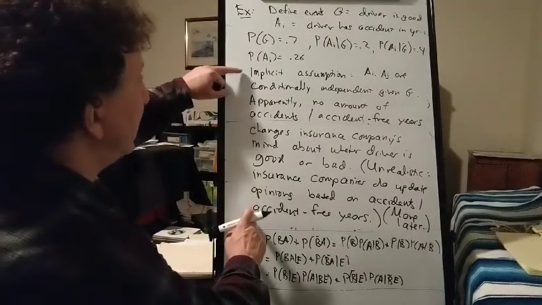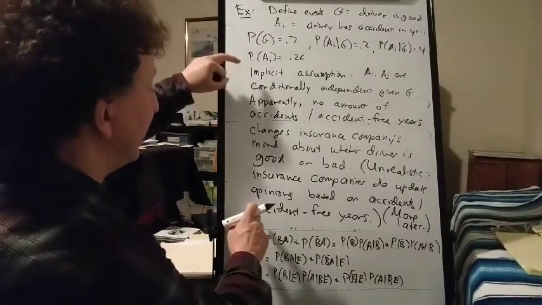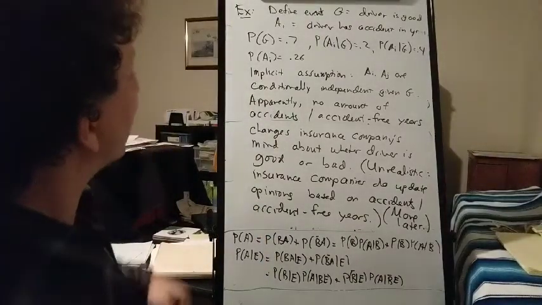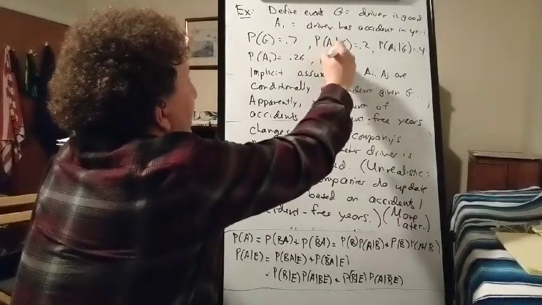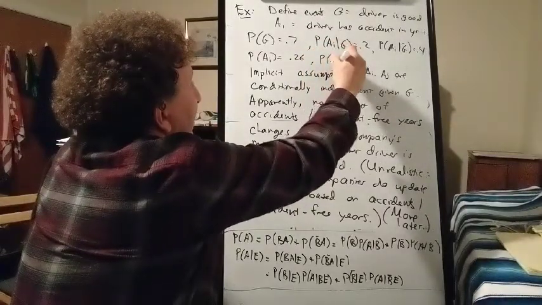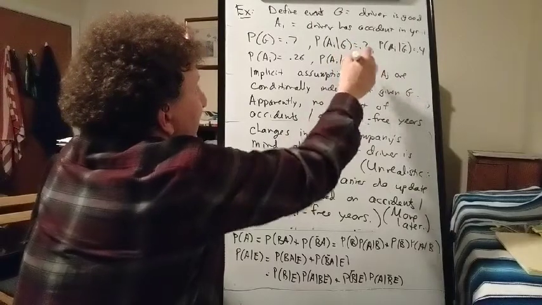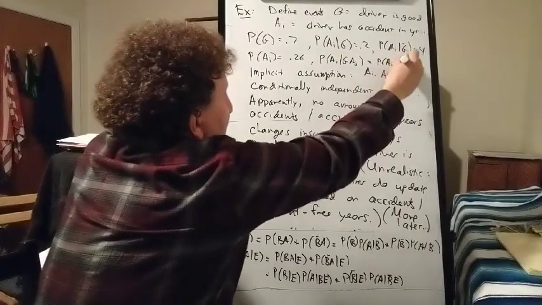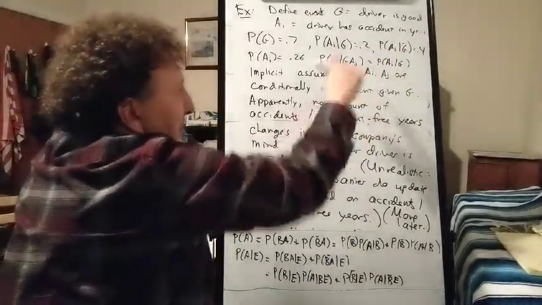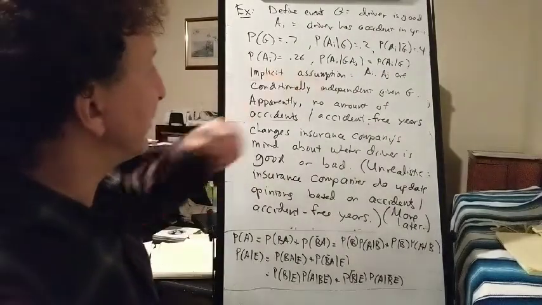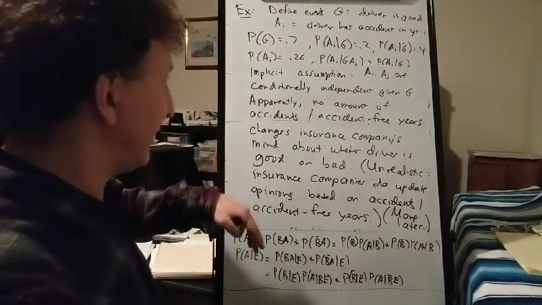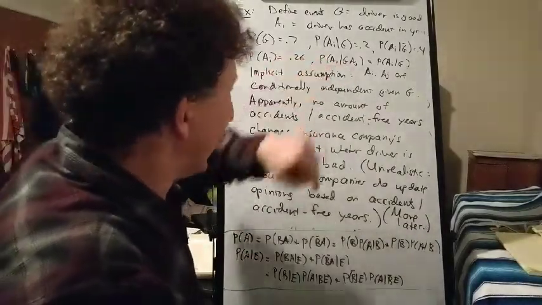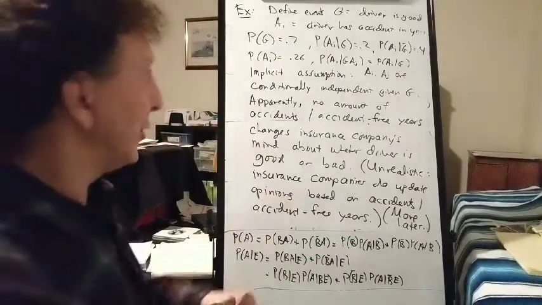Okay, so to write down, I better write this more briefly because it's taking up the whole board. Let's see, so I guess I'm saying that probability of AI given G and AJ is just probability of AI given G. So no information about accidents in another year is going to change this insurance company's opinion about the probability of the driver having an accident in a given year, knowing that the driver is either a good driver or a bad driver.